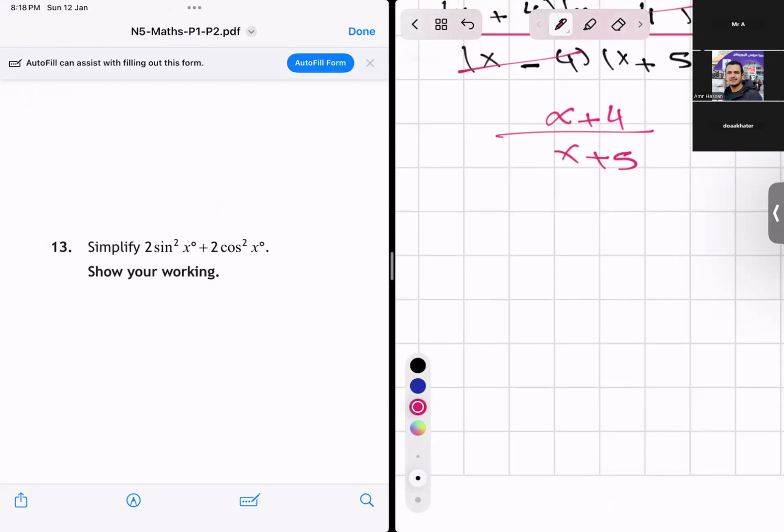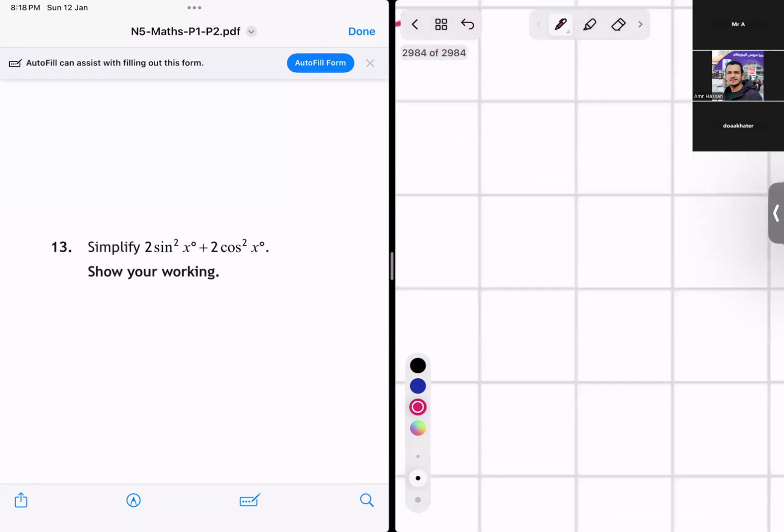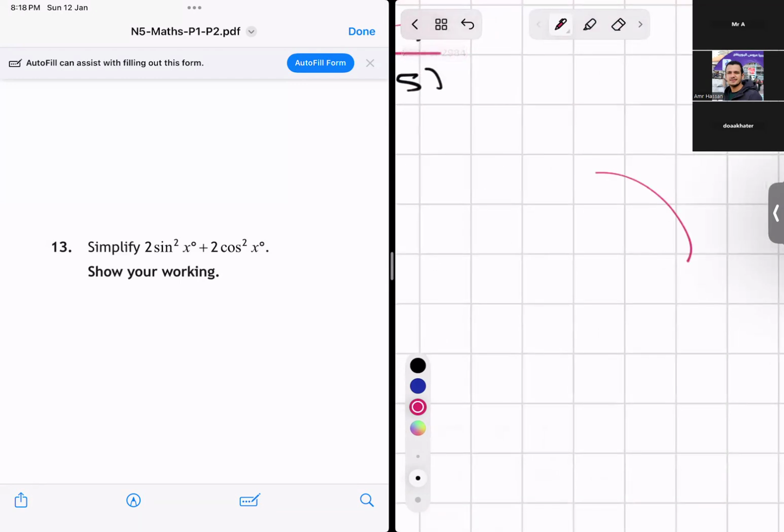So this one, I've been asked to simplify 2 sine squared x plus 2 cosine squared x. I've noticed something, right? So both of them have the same coefficient, right? Yeah. But I need to tell you something. I don't know if you still remember it or not, but let me remind you about something that you studied before. It's called the unit circle, right? Yeah. If we have something like this one, let me do it as quick as possible.